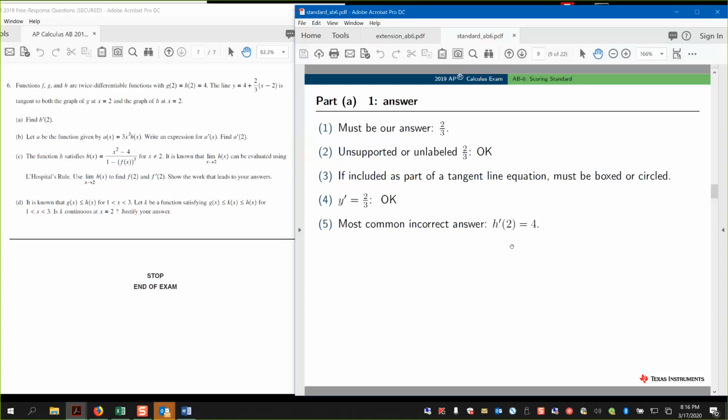Good point. If the student wrote y prime is equal to 2/3, in this case, that was okay, and they earned the point. And again, to connect this with something I said a little bit earlier, the most common error here was to identify the y-intercept as part of the tangent line equation as the derivative. So many students wrote h prime of 2 is equal to 4, and of course that didn't earn the point.